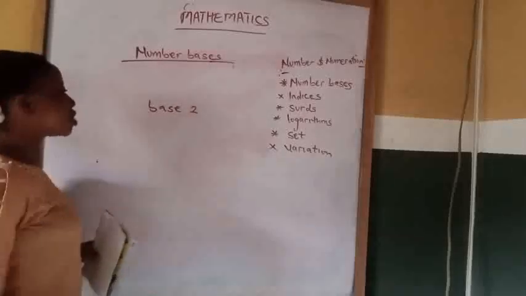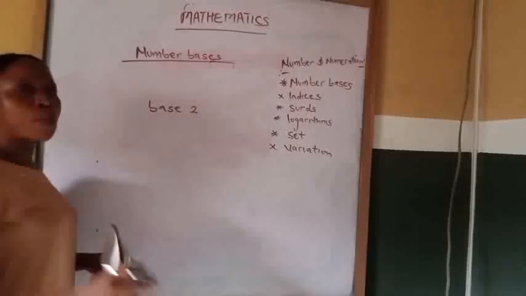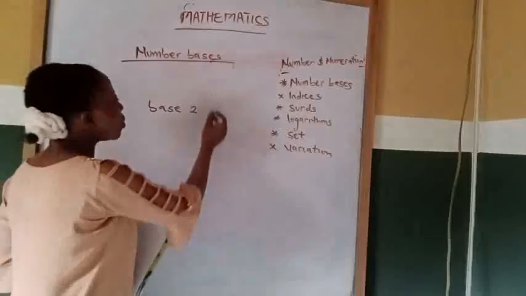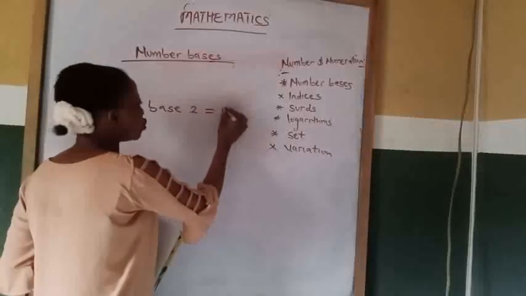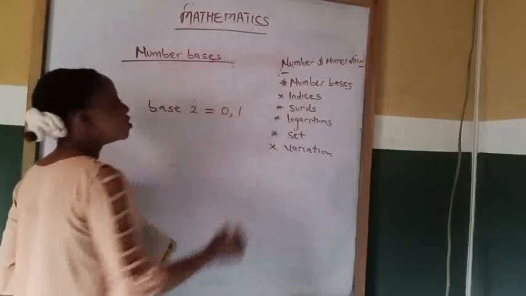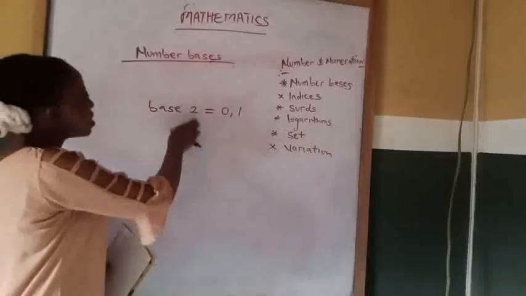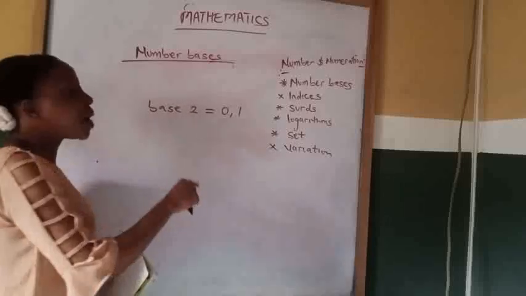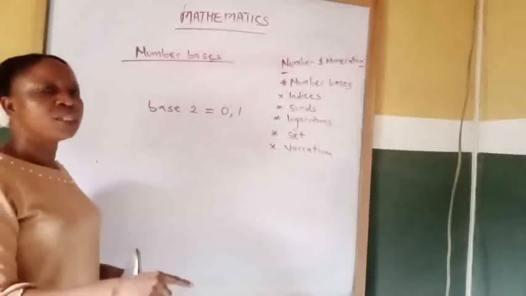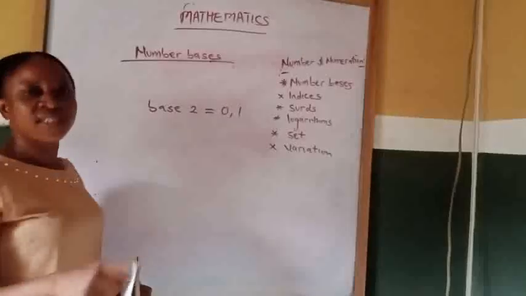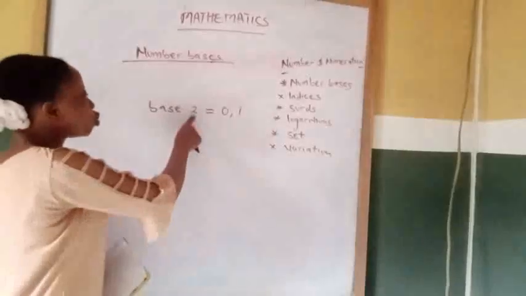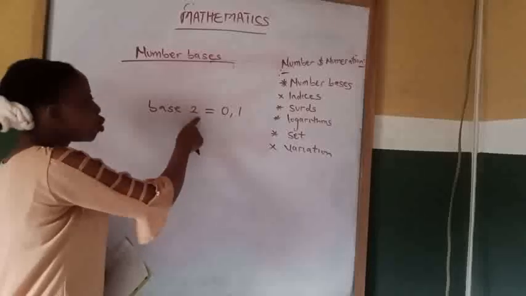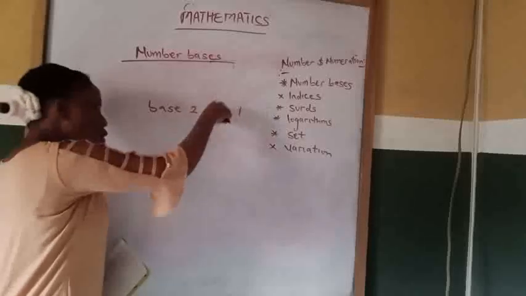There's nothing like base 1, sorry. So we have base 2. So what are the possible notation or possible digits for base 2? The possible digits for base 2 are 0 and what? And 1. 0 and 1. So to get possible digits for any number base is the number base minus 1, lesser than the number base. So my number base is 2. 2 minus 1 will give me 1. Then 1 and what? And 0.